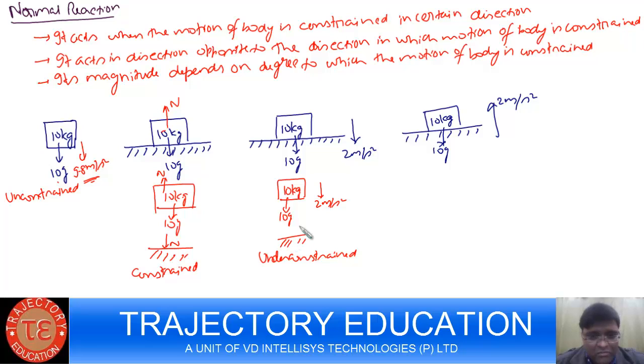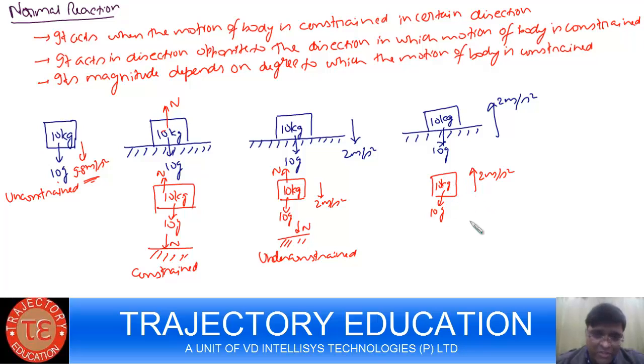As a reaction, this body will also apply N force on the surface. Surface applies force N in the direction opposite to the direction in which motion is constrained. So it's a case of under constraint. In this case, here you have 10g. Had it been free, it could have moved down with 10 meter per second square. But instead of moving down, it's going up. It means what? It is over constrained.